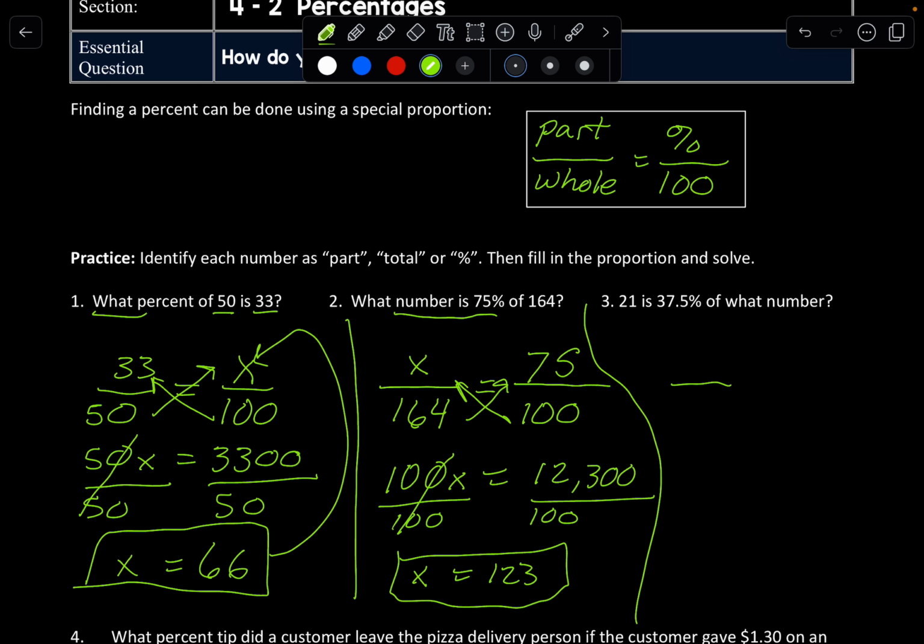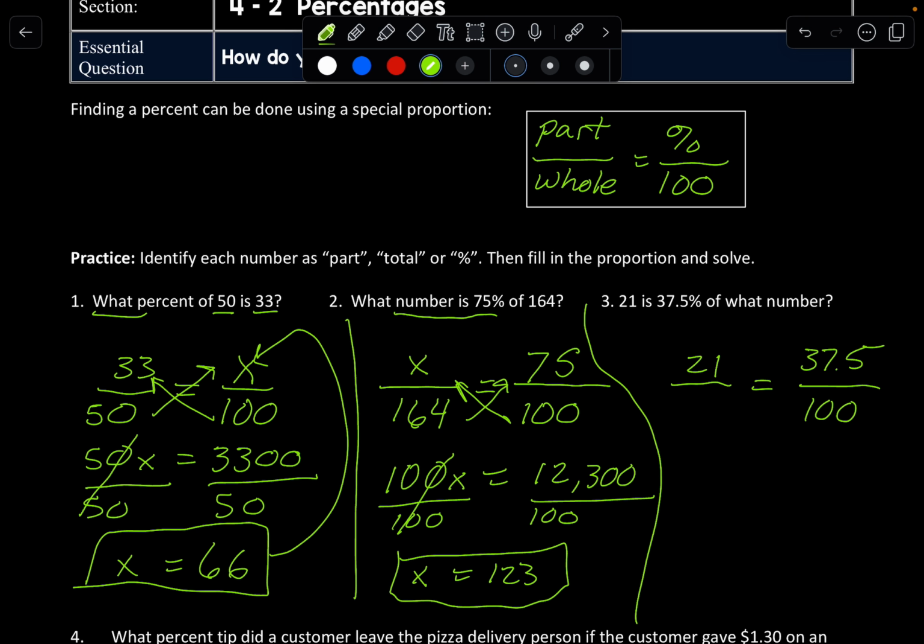Where we're setting up the little proportion. Again, we know in this case, it says 21 is 37.5% of what number? The things we already know: the 100 is always going to go in that bottom right-hand spot right there. The 37.5 is always going to go in the percentage spot. Now in this case, we're talking about 21 corresponding to 37.5%. So that means that 21 is going to go on the top of this fraction. 21 is 37.5%, so those are going to go on the same relative position of the proportion.